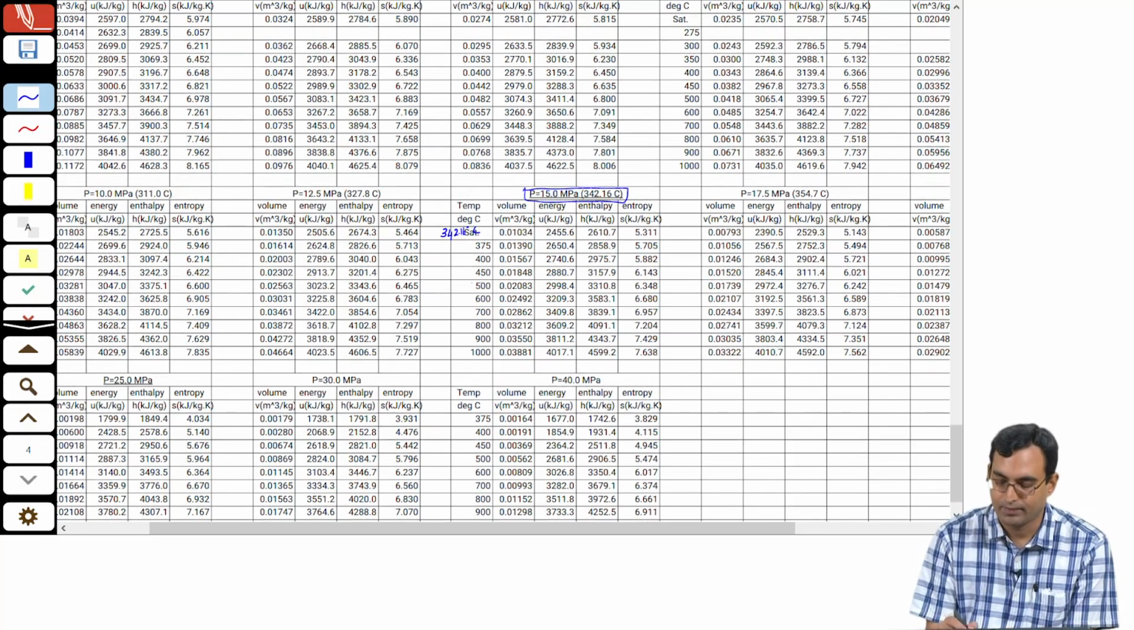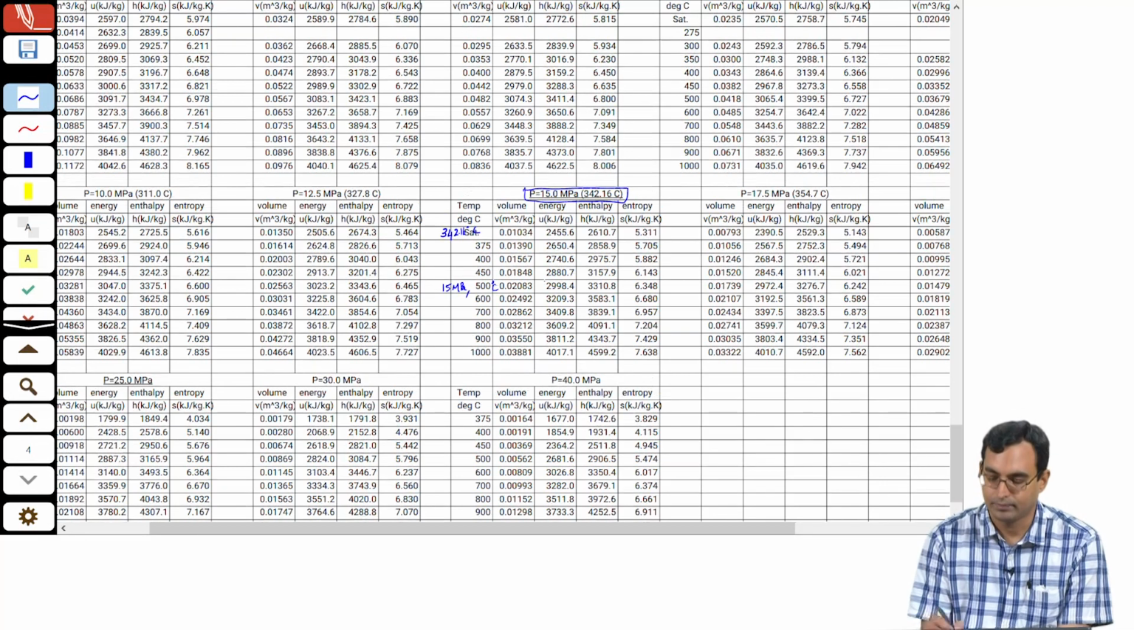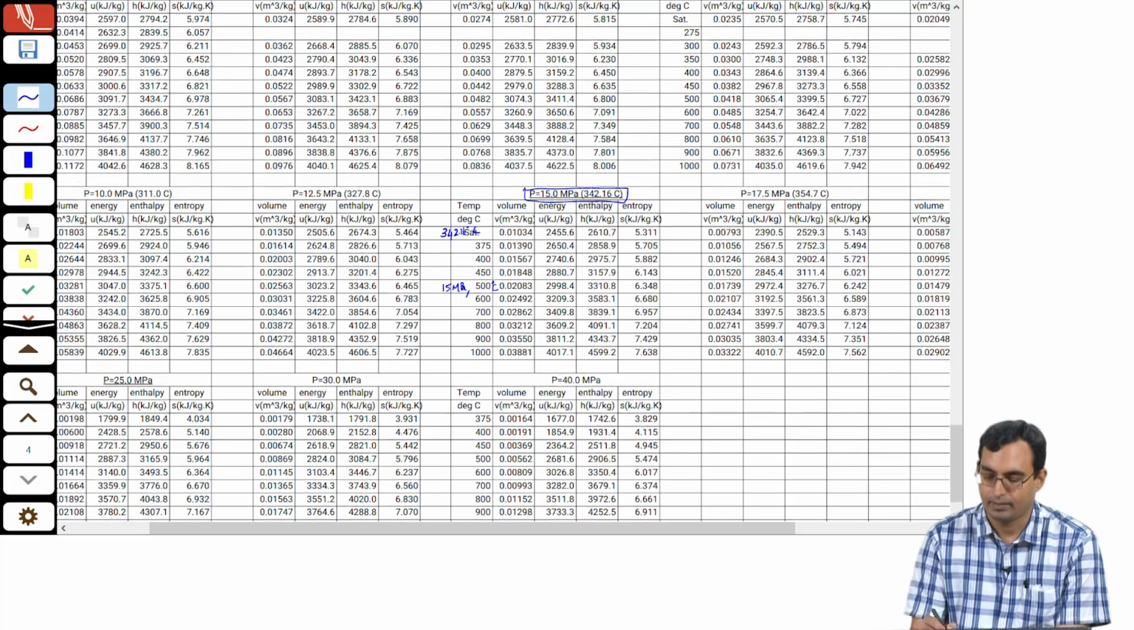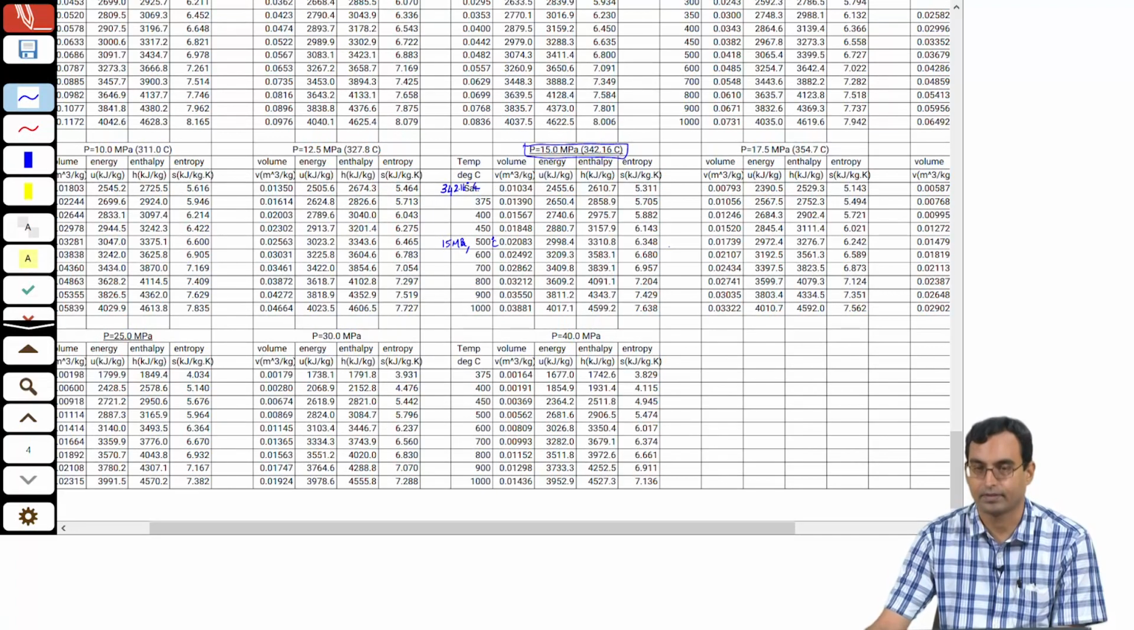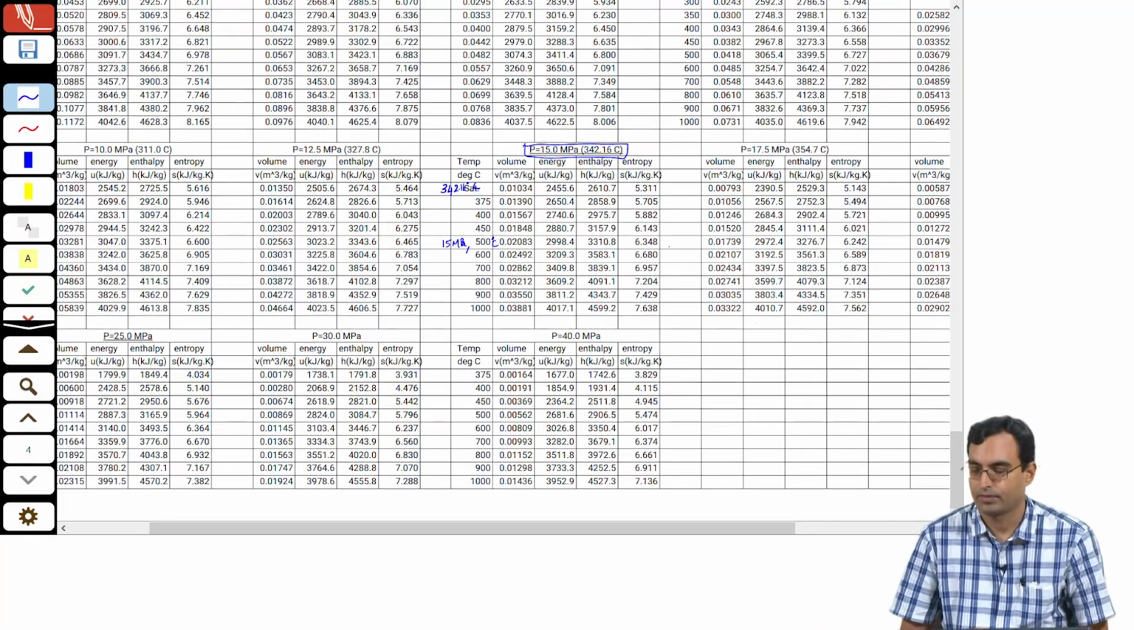At the same pressure, if I wanted to know what is the value at 500 degrees centigrade, so at 15 megapascal and 500 degrees centigrade, my specific volume would be 0.02 meter cube per kg, energy would be about 2998 kilojoule per kg, enthalpy is about 3310 kilojoule per kg, and we have entropy, which we will look at later. So, essentially this gives us properties in this fashion, and using this we should be able to find out properties of different substances and use them for any calculations which we need.